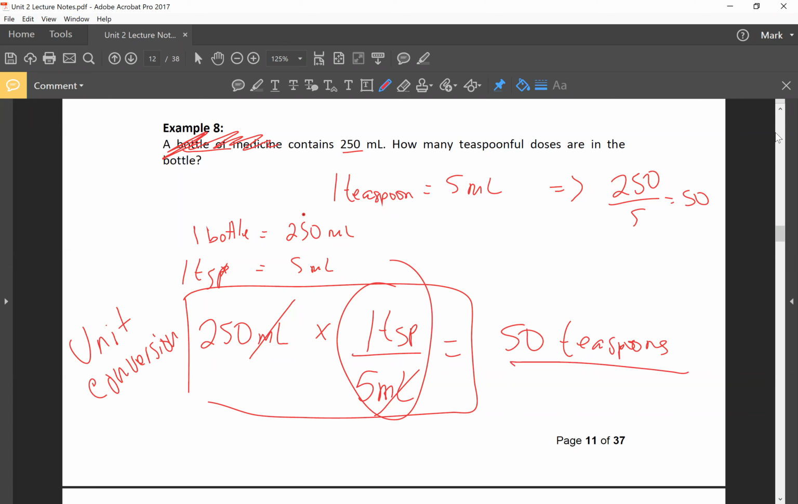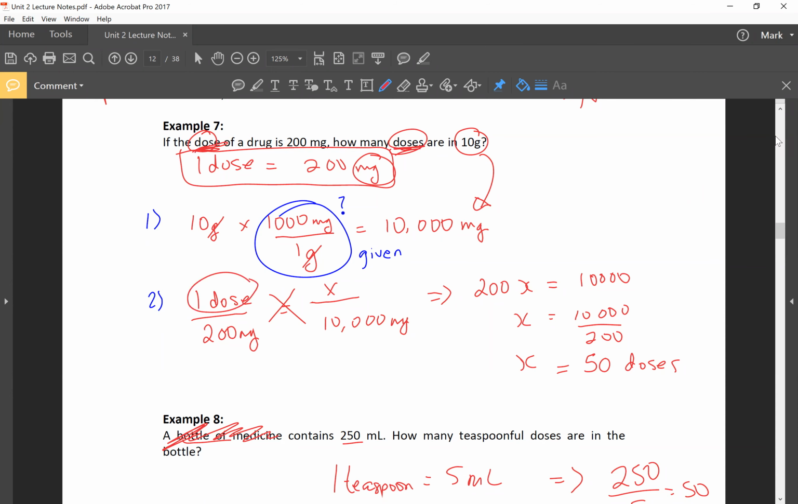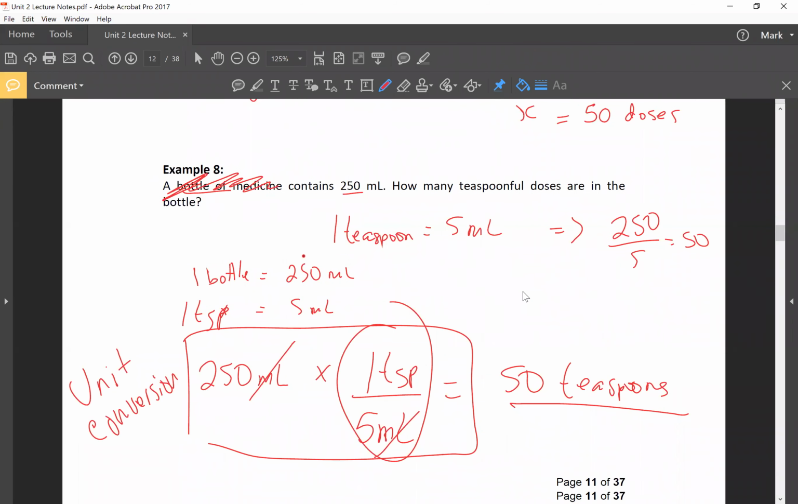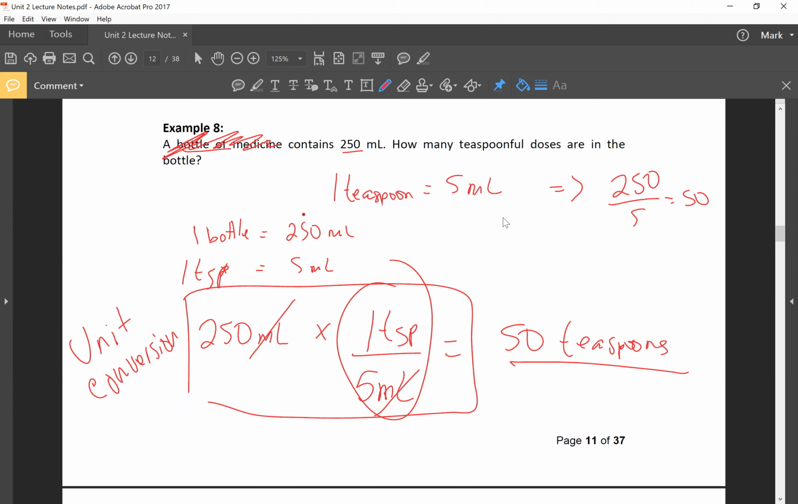If you look at number 7, we're comparing dose and dose. You see those words used 2 times? So dose and dose, I can compare them using a proportion. In this question, to me, this is just a unit conversion. I'm going from milliliters to teaspoons. And I think I was thinking too much into this one, because yeah, it's just a unit conversion. So I think I thought too much about that one.